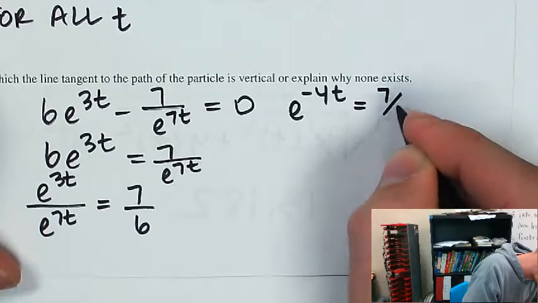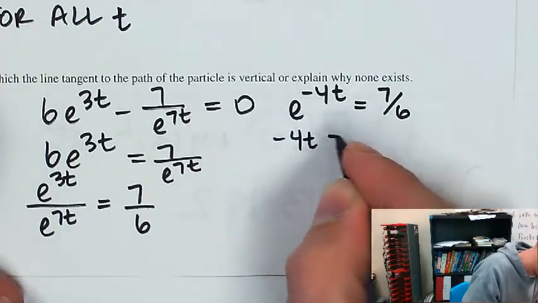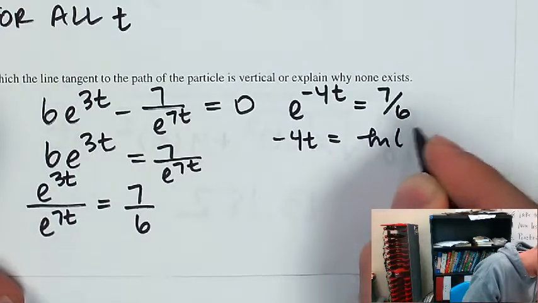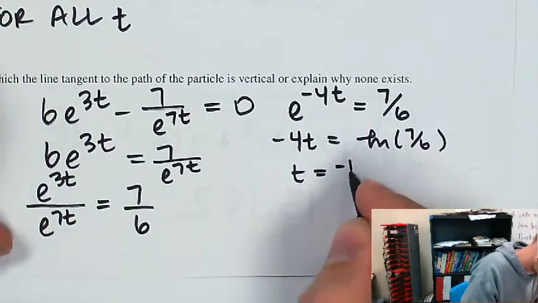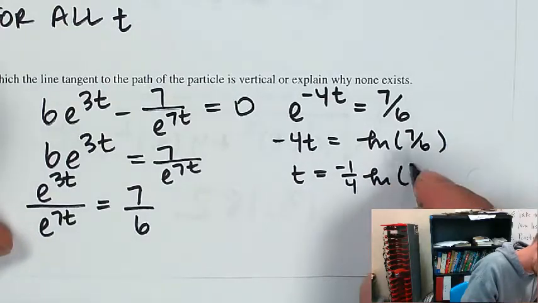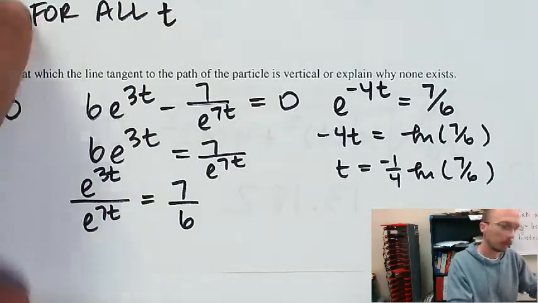equals 7/6. I'm going to take the log of both sides and I'll get negative 4t equals the natural log of 7/6. And t is negative 1/4 of the natural log of 7 divided by 6. Okay. And that's how we would find that with no calculator.